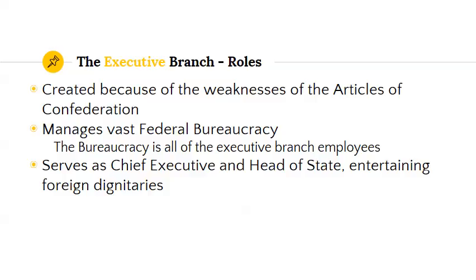Right? They also serve as the chief executive and the head of state, entertaining these foreign dignitaries. So everything they do within the executive branch is one thing, but we also have this ceremonial role where the president and the vice president are part of entertaining, these treaties, these different photo opportunities. It makes you kind of wonder a little bit too. I like to compare this to, the president is both the Queen of England with the photo opportunities and the Prime Minister of England with the government responsibilities.